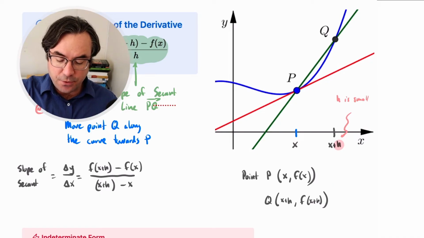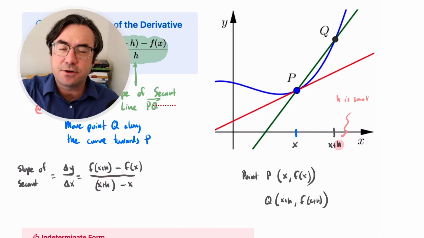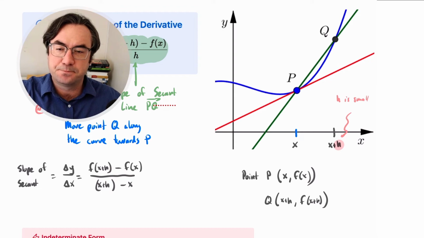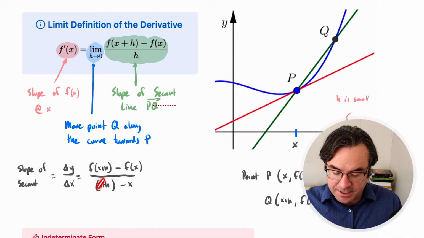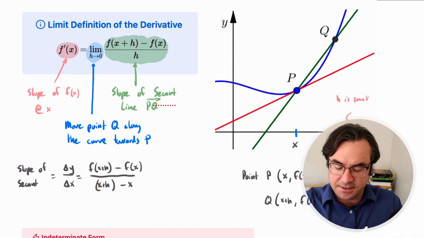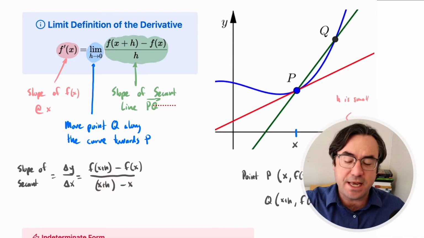And the only thing we can do extra is this denominator simplifies. If we simplify that down, the x here is going to cancel with the minus x, and that leaves us with just the h.